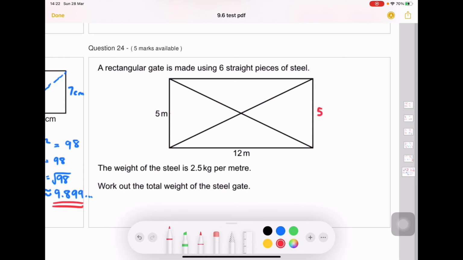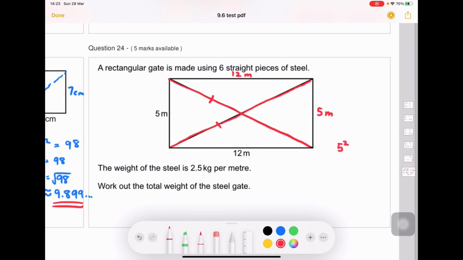So we know this is 5 and this is 12. So on top of working out the perimeter, we need to work out the length of these 2 diagonals. So when I say these 2, I mean from one end to the other. So this is one and this is the other, and they're going to be the same size because it's a rectangle and diagonals within a rectangle are the same size. So let's work out the length of the diagonals.